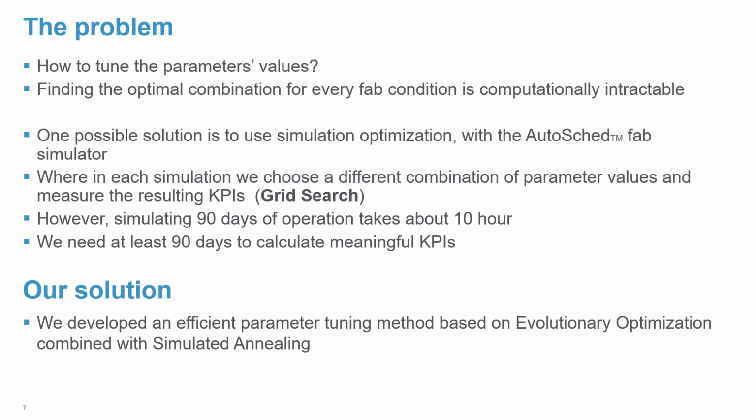The problem we are addressing is how to tune the parameter values. Finding the optimal combination for every fab condition is computationally intractable. One possible solution is to use simulation optimization with the AutoSCHED fab simulator, where in each simulation we choose a different combination of parameter values and measure the resulting KPIs.